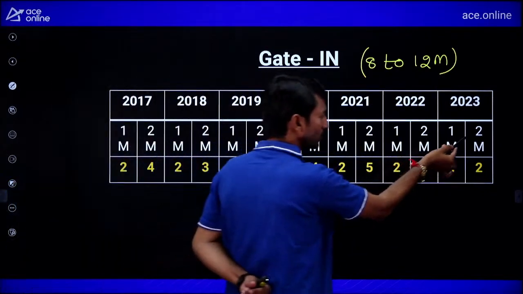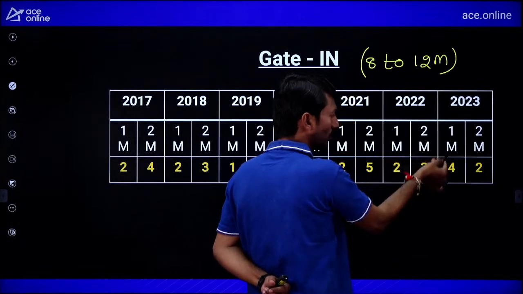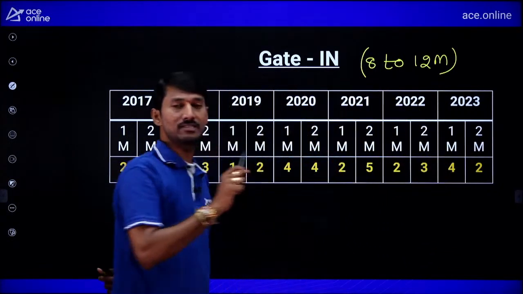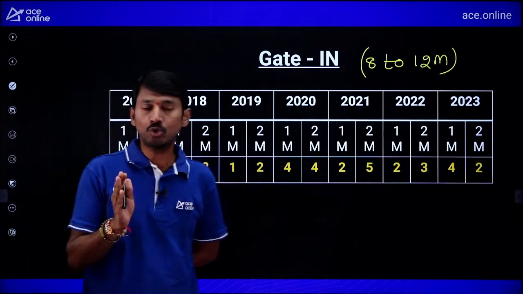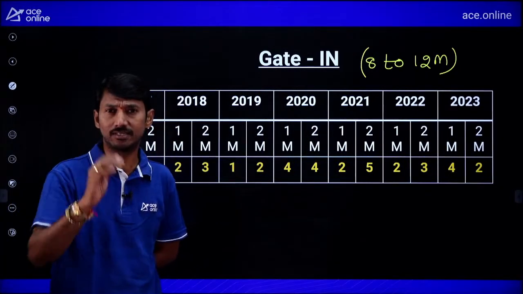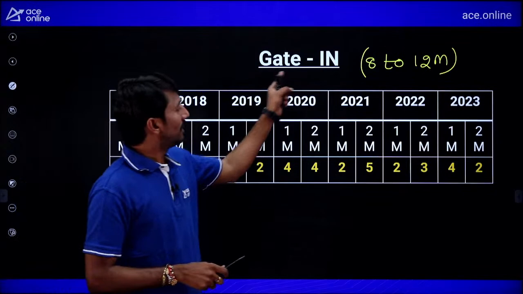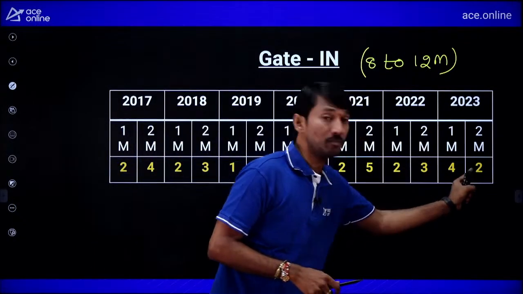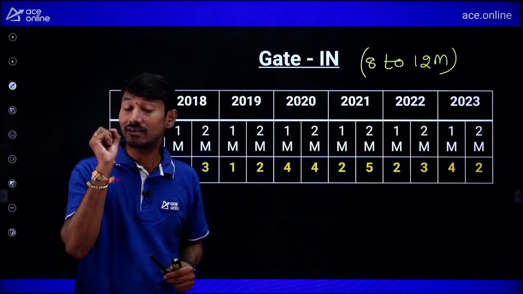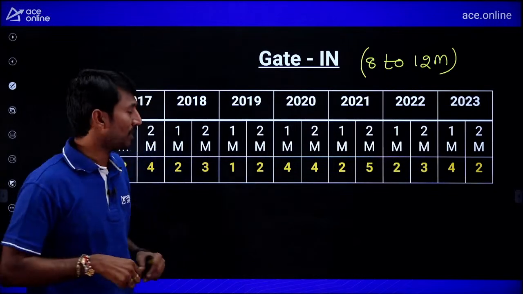See here, the latest year also: 2 marks 2, 4, and 1 mark 4, that is 4 plus 4, 8 marks is the weightage. But those who are on the line and those who are watching this, kindly concentrate. Sir, the instrumentation paper has more weightage. But try to remember this point.